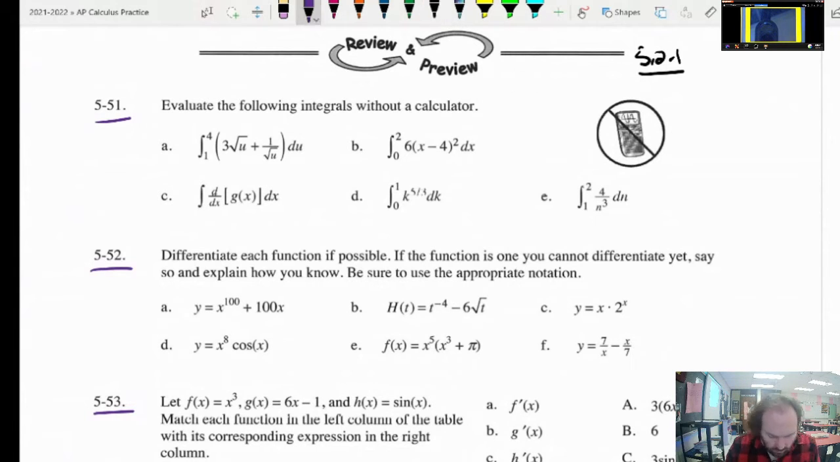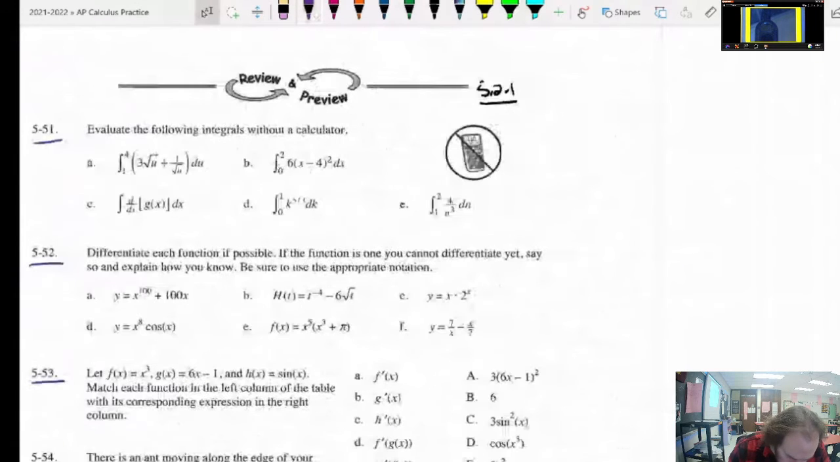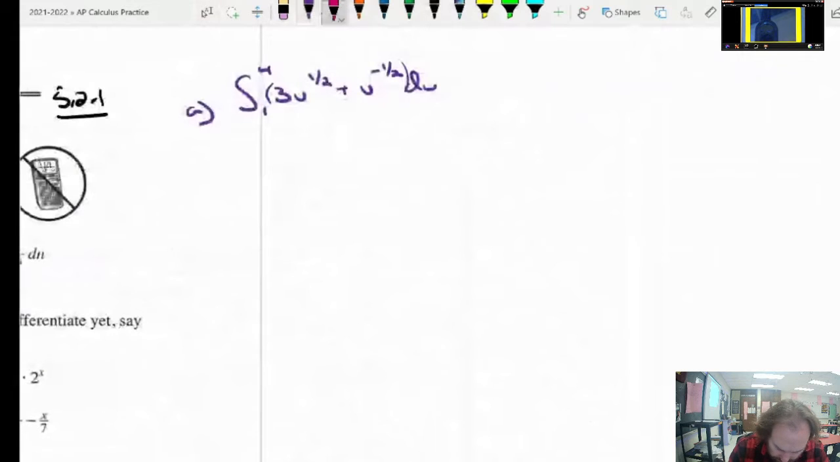All right, 5.5.1, we're going to evaluate these integrals without a calculator. So let's go for it. In this first one, we got the integral from 1 to 4 of 3 times u to the 1/2 power plus u to the negative 1/2 power du. And we're going to have to use the reverse power rule and evaluate this without a calculator.